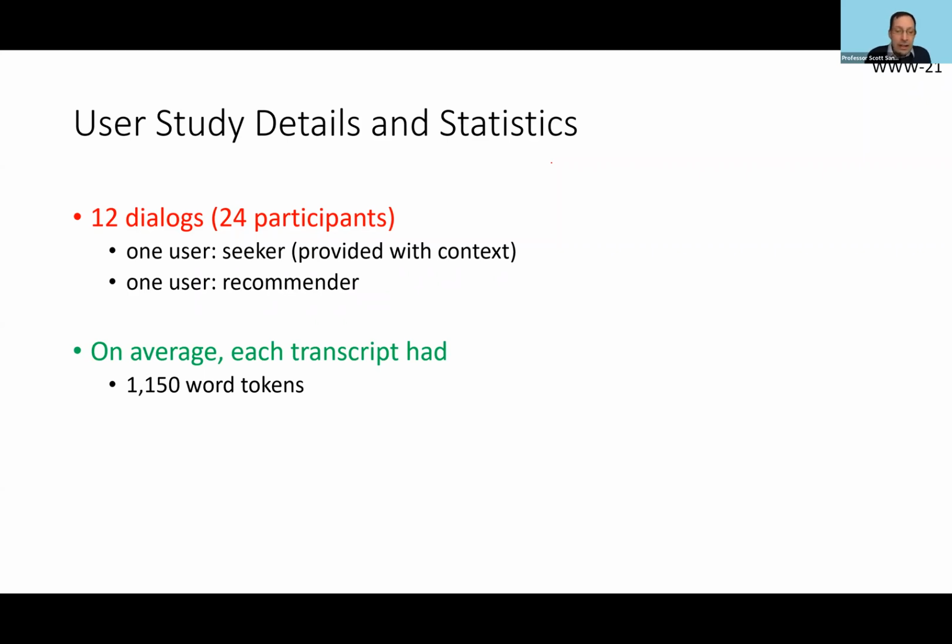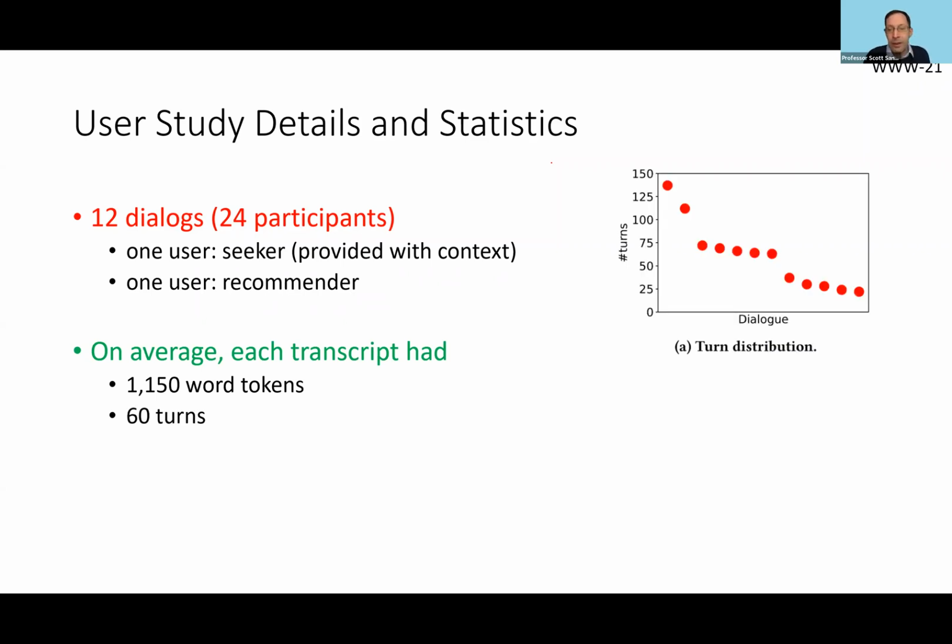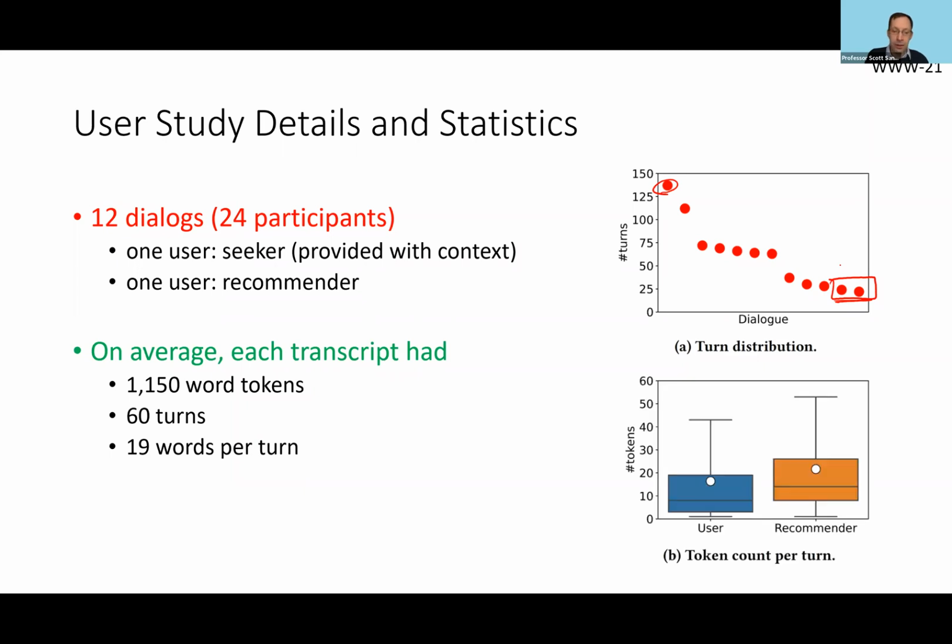Statistically, each interaction had about 1,150 word tokens and 60 turns on average. In fact, the turns went from 130 down to some shorter conversations, which were more around 25 turns, I go, you go, I go, you go interactions. But 25 was the shortest, which is still a lot of interaction. About 19 words per turn. Turns out the recommender is doing a bit more talking than the user. And actually, we're going to see that comes down to the explanation. The recommender is spending a lot of time explaining things.